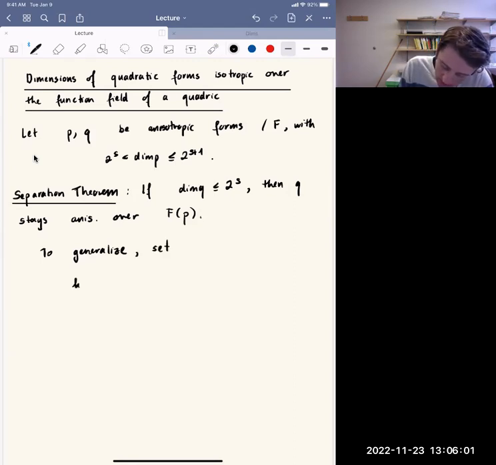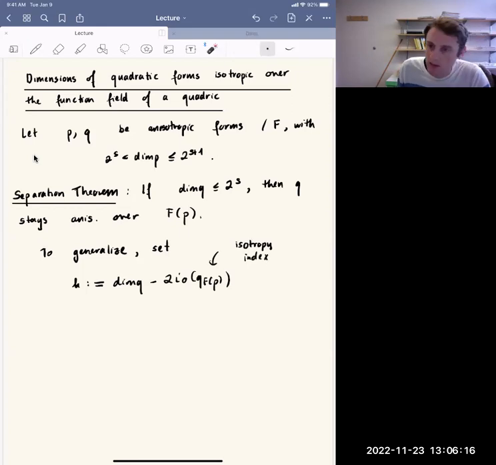So for the rest of this talk, I fix an integer k, which is defined as the dimension of Q minus 2 times the isotropy index of Q over the function field of P. If you want to just think in terms of non-singular forms, this is just the Witt index of Q over this function field. And then the integer k would just be the dimension of the anisotropic part of Q when you extend scalars to this field. In the general case, it's a little bit more complicated. This is just the largest dimension of a totally isotropic subspace for this form.